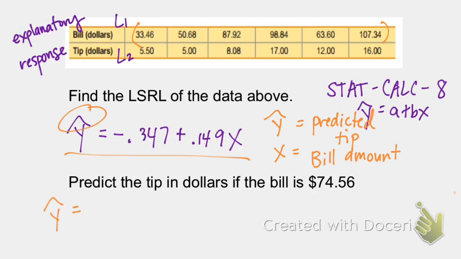So y hat equals negative 0.347 plus 0.149 times 7456. And so what do you get? 1068? I got 1076. That's what I got. 1076? Yeah.